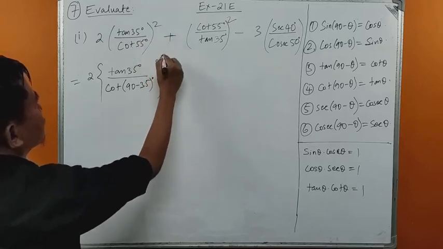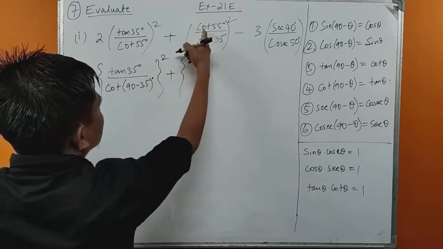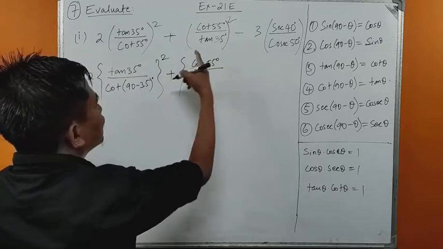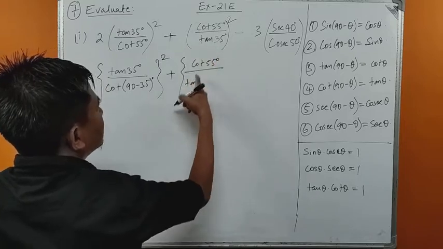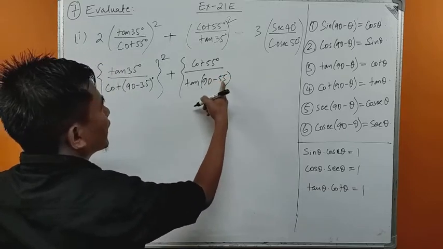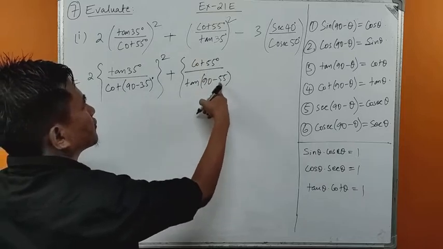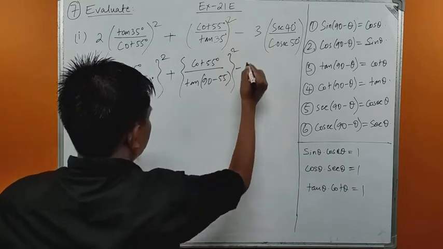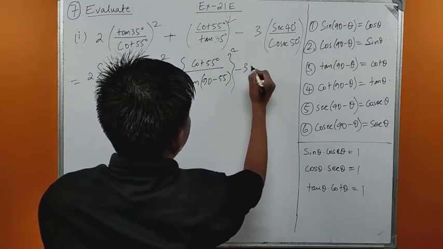This is whole squared, so we must put the square. Here we have cot 55, we copy as it is, cot 55 degree in the numerator, and in the denominator we have tan 35. So tan 35 means tan of 90 minus 55. If you subtract 55 from 90, you get 35. 10 minus 5 is 5, and this becomes 8, 8 minus 5 is 3. So this is whole squared. This is minus.